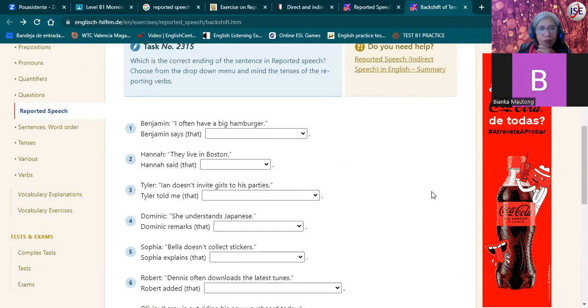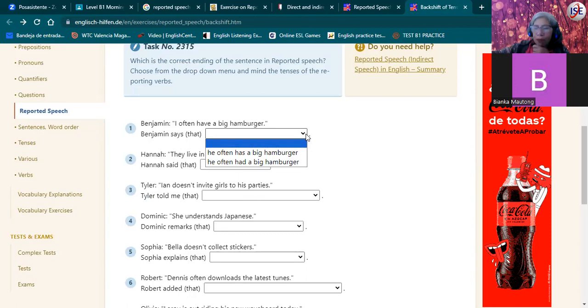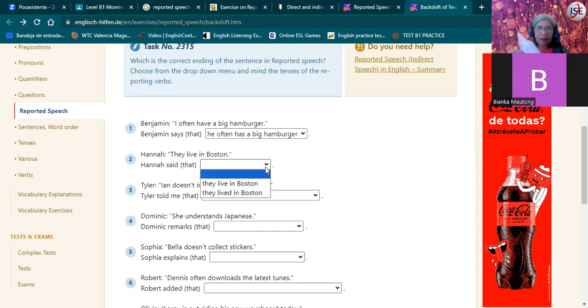To be changed from direct to reported speech. Benjamin: I often have a big hamburger. Benjamin says he often has a big hamburger. Hannah: They live in Boston. Hannah said they live in Boston. They live or they lived? They lived. Not live, but they lived.